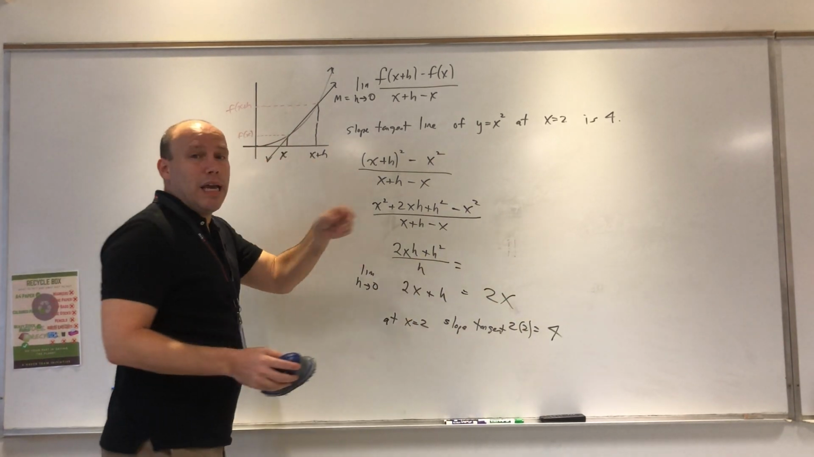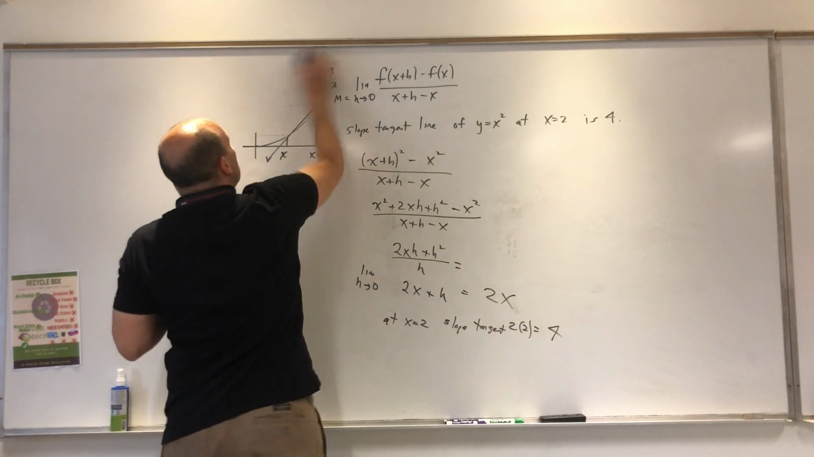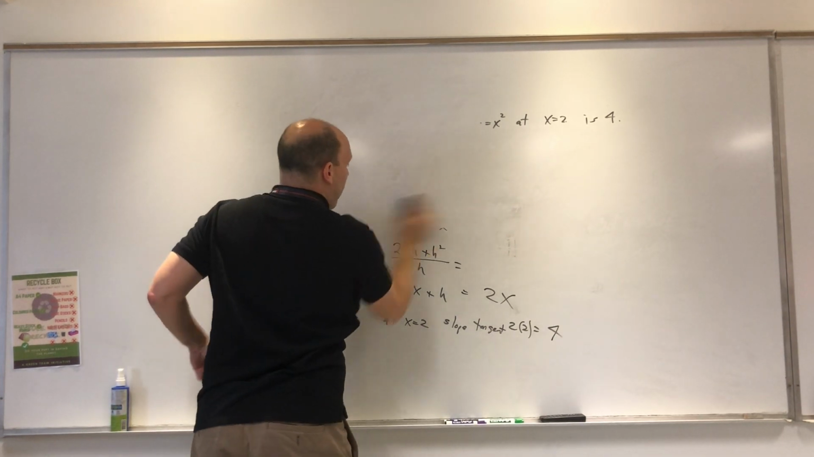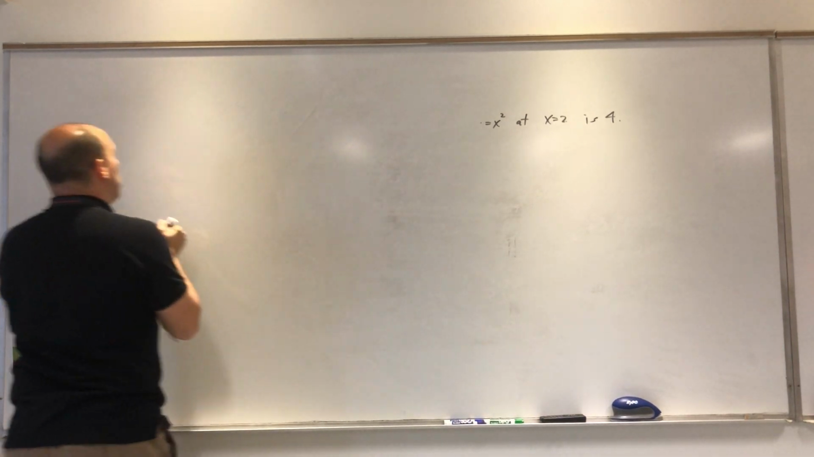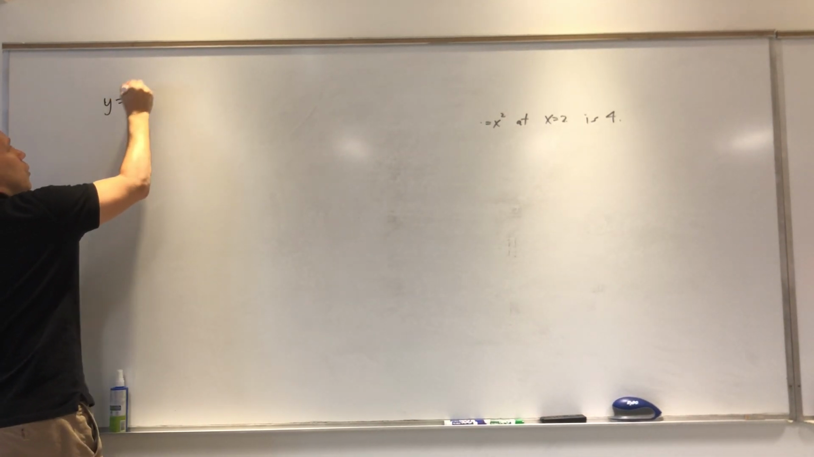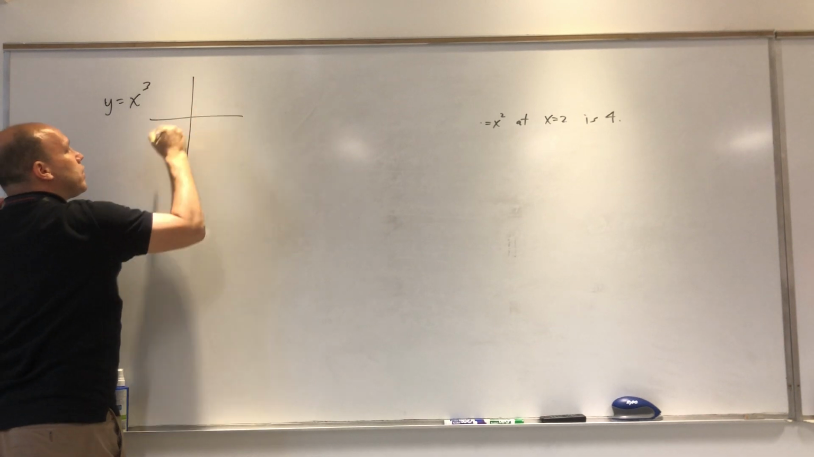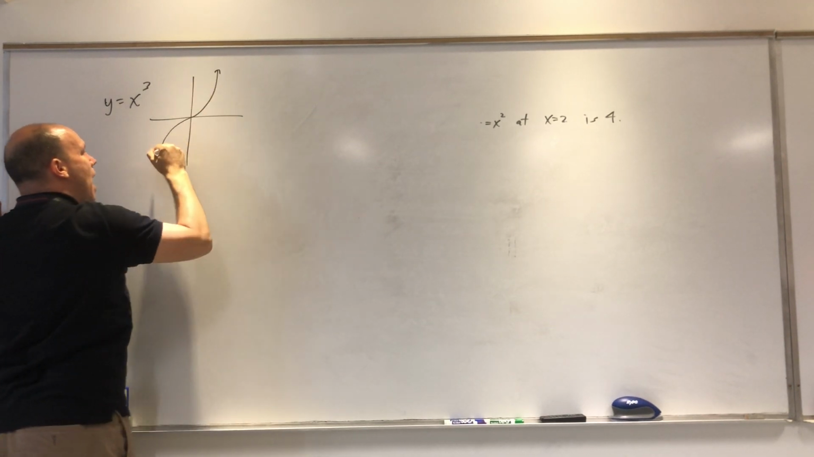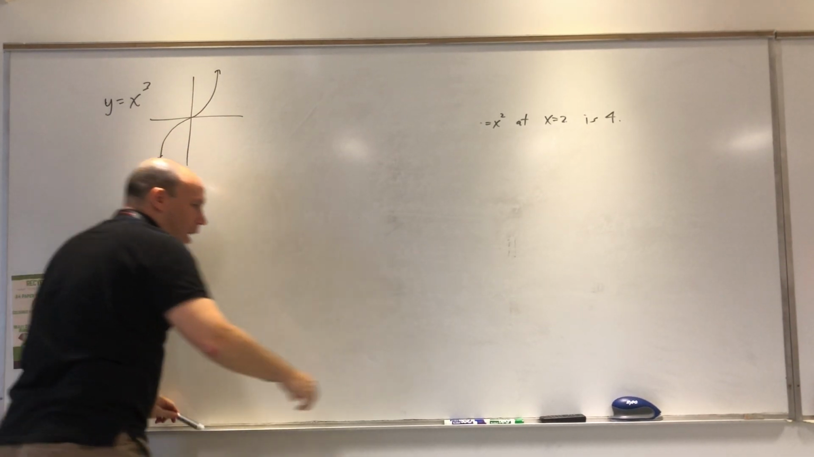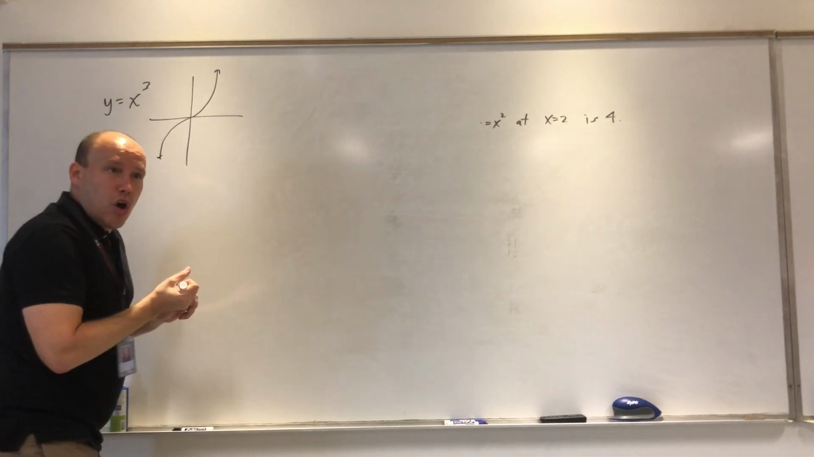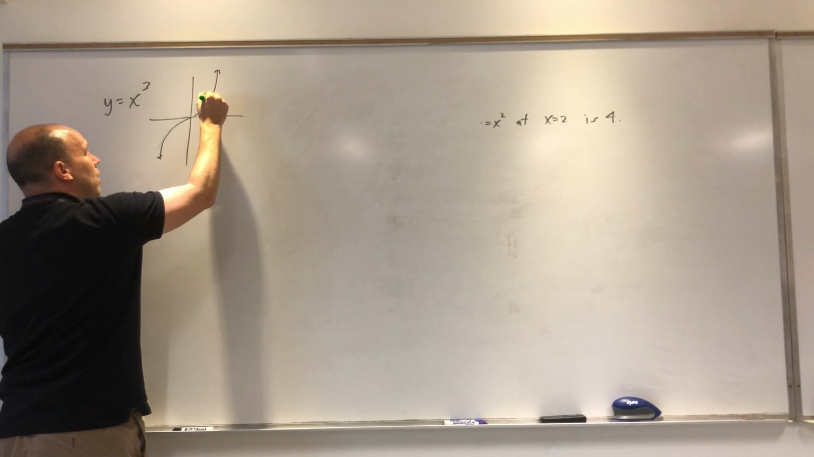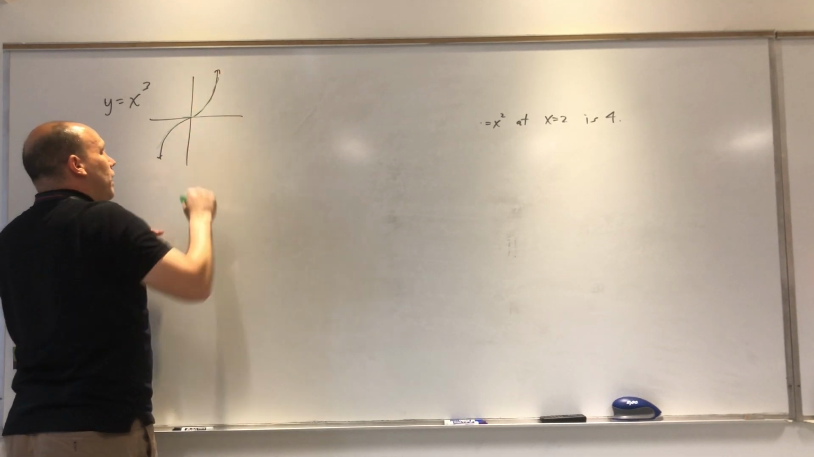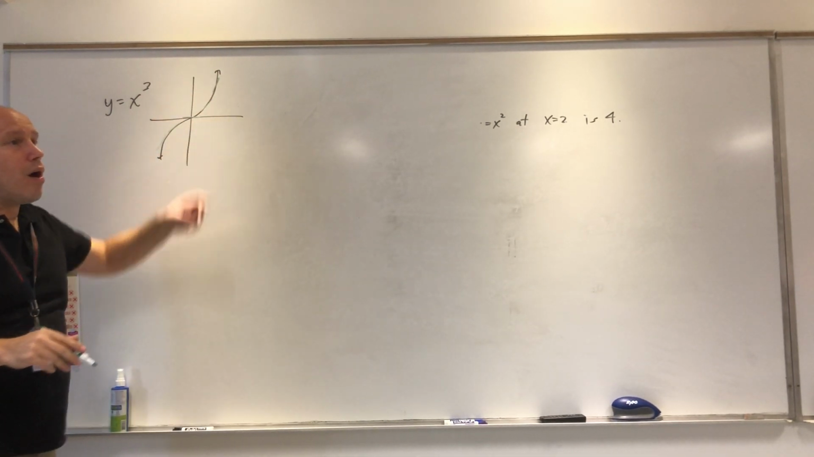I'm going to erase this, take a screenshot if you need the notes. So let's continue, let's try another one. How about we do the derivative of x cubed? So y equals x cubed. We know the graph looks something like this. And I want to know how to find the slope of all the tangents anywhere here. Here, here, here, here, here. I want to know how to find the slopes anywhere.